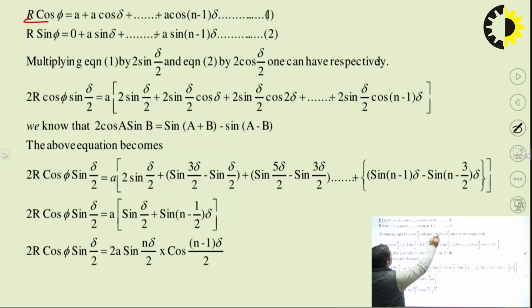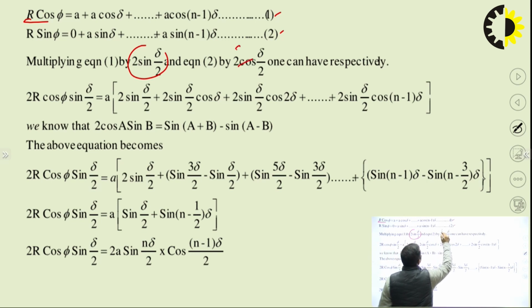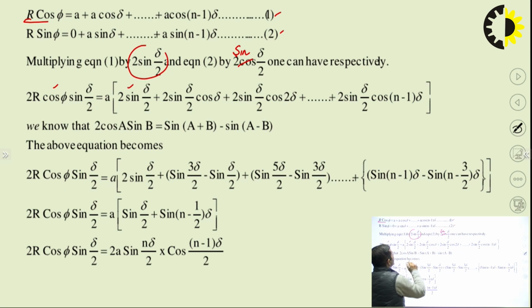In this way, by solving equations 1 and 2, we can find the value of the resultant vector R. For that purpose, we multiply equation 1 by the factor 2 sin delta by 2, and similarly equation 2 is also multiplied by the factor 2 sin delta by 2, and by solving them we can calculate the value of R. If we multiply equation 1 by 2 sin delta by 2, the left hand side becomes 2R cos phi sin delta by 2, and if we take A common, we have the first term 2 sin delta by 2, then 2 sin delta by 2 into cos delta, and so on.